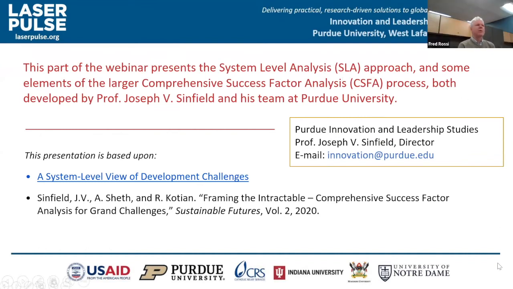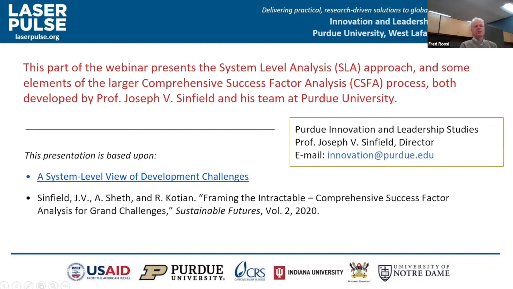I want to begin with this first slide to call out that this part of the webinar presents the system level analysis approach and some elements of the larger comprehensive success factor analysis process from which it's derived. Both of these were developed by Professor Joe Sinfield and his team at Purdue University. SLA is an adaptation derived from a much more extensive process known as comprehensive success factor analysis.